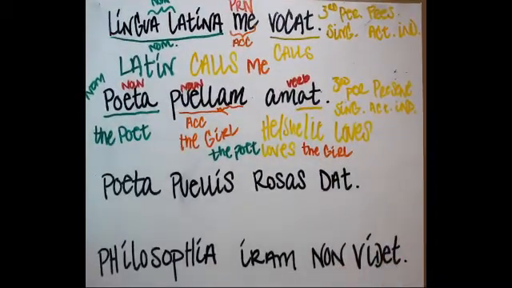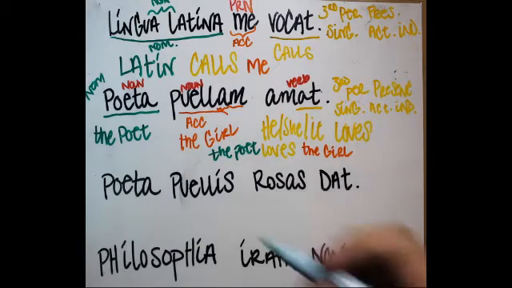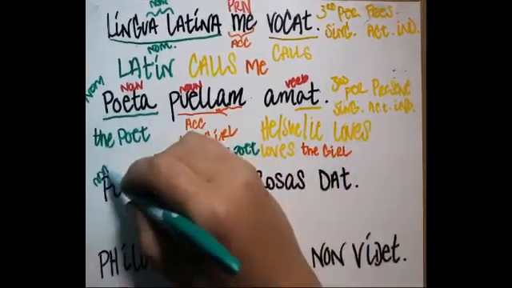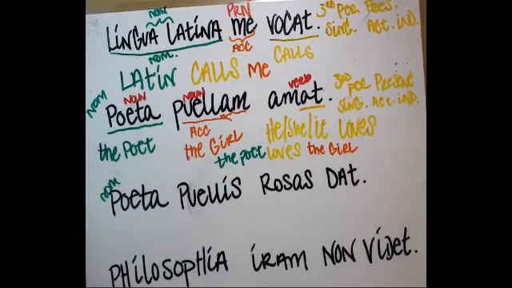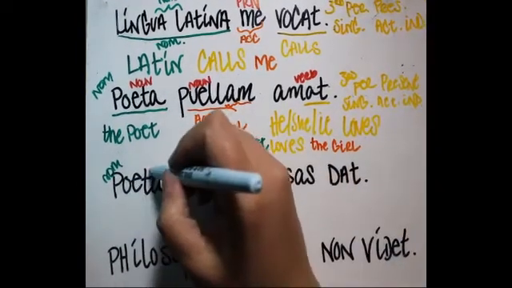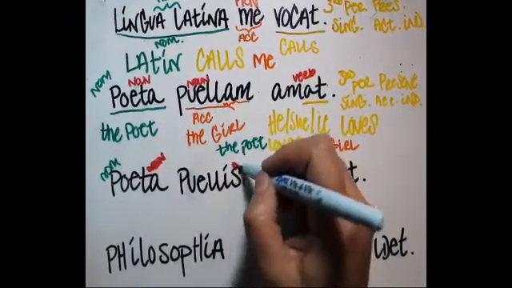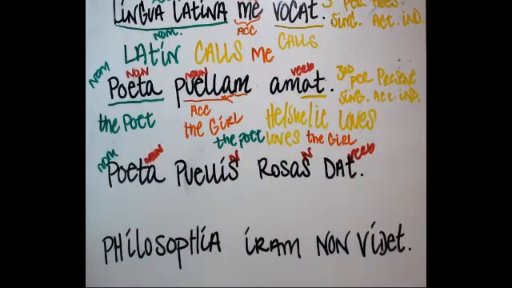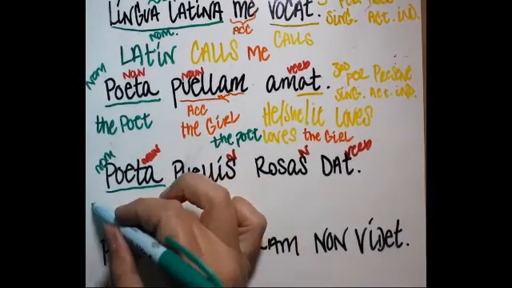All right, next, poeta, puelis rosas dat. Poeta could be a nominative or ablative, but there's nothing in this sentence to indicate that this is anything other than nominative. So nominative also, we'll go through and we'll do, getting ahead of myself, parts of speech, noun, noun, noun, verb. Okay, so nominative, singular, poet.